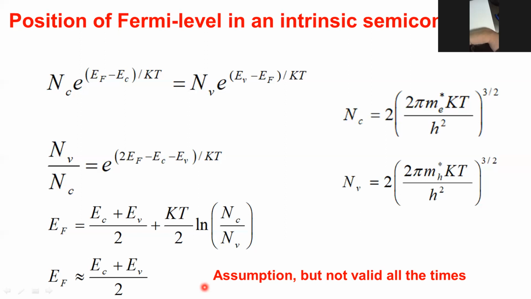However, as I mentioned, in 99% of the cases, whenever we are working at room temperature, we can ignore this effect and simply say that EF equals (EC plus EV) over 2, which is simply this equation. So this is the second important equation, because the first is the mass action law.